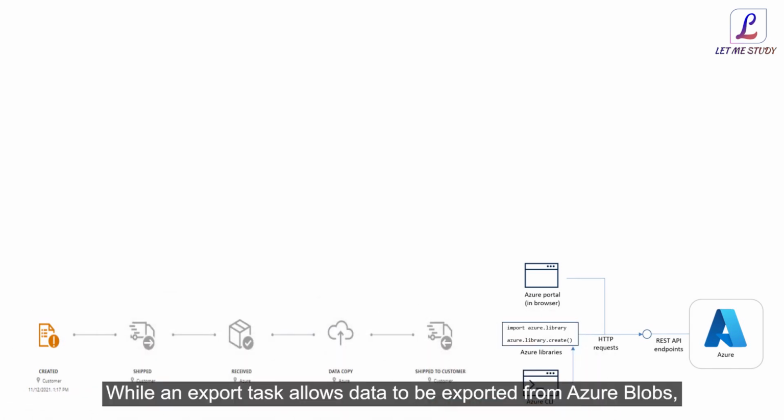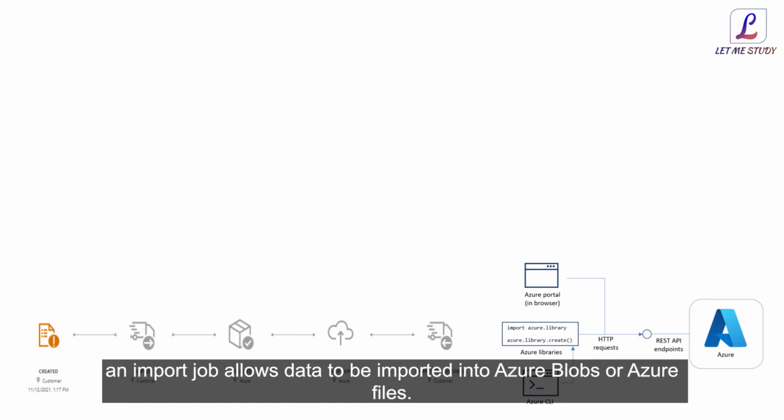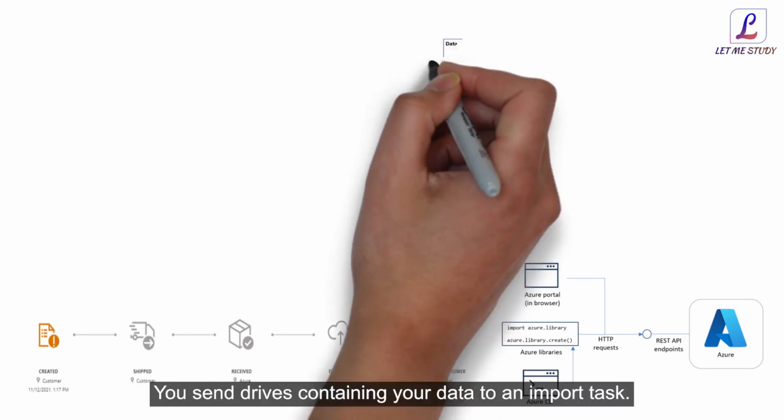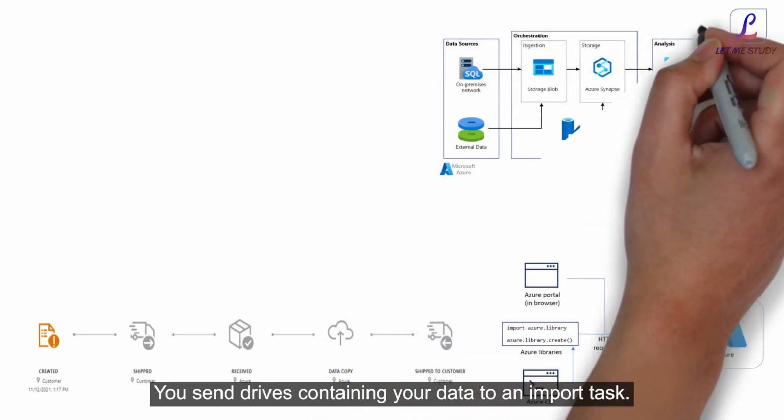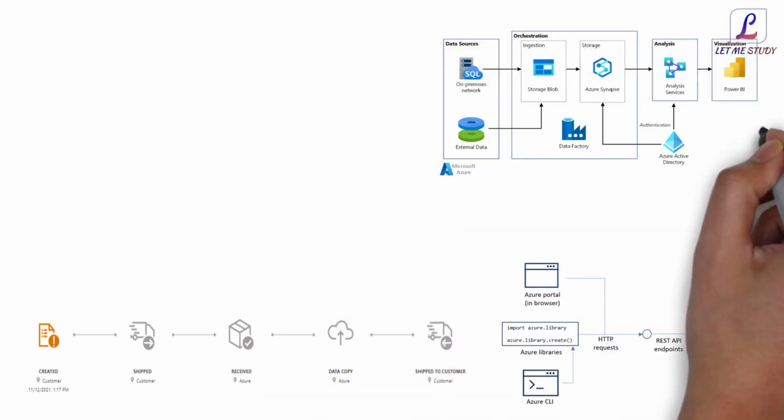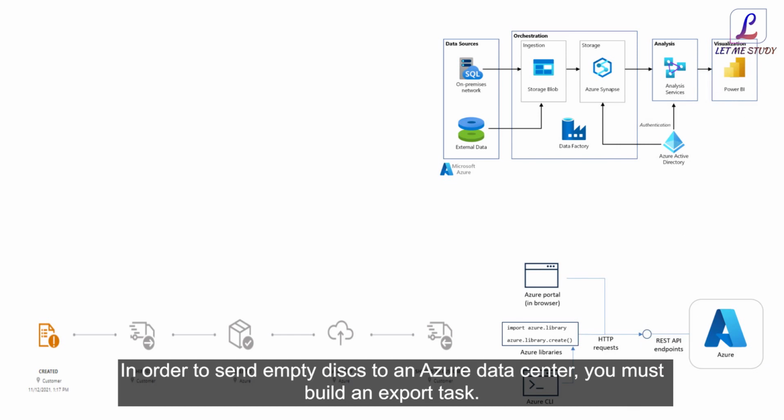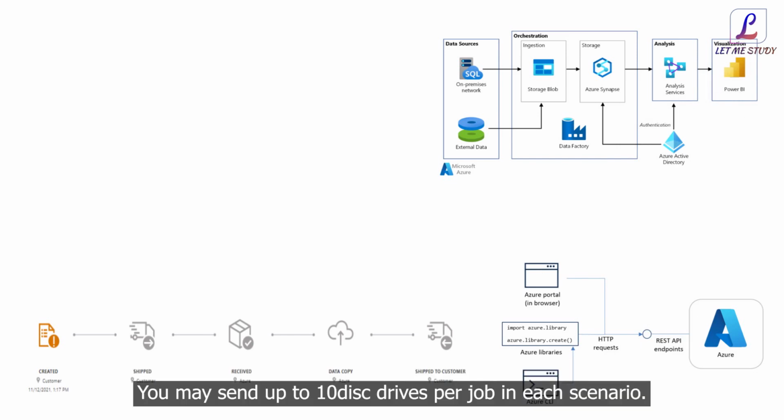While an export job allows data to be exported from Azure Blobs, an import job allows data to be imported into Azure Blobs or Azure Files. You send drives containing your data for an import job. In order to receive data on empty disks from an Azure data center, you must build an export job. You may send up to 10 disk drives per job in each scenario.